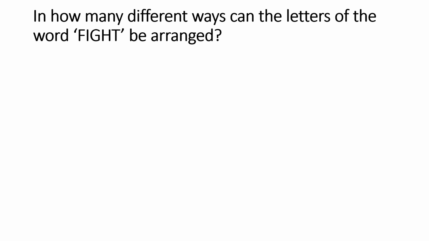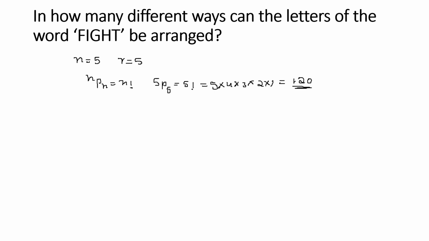In how many different ways can the letters of the word Delhi be arranged? So here again we have n is equal to 5. Since we did not mention how many letters we have to take, we have to choose all the letters. So r is also 5. So nPn equals n factorial. So we have 5P5, which is 5 factorial, that is equal to the product of all the numbers less than or equal to 5. So the answer is 120. So 120 ways of arrangements are possible.